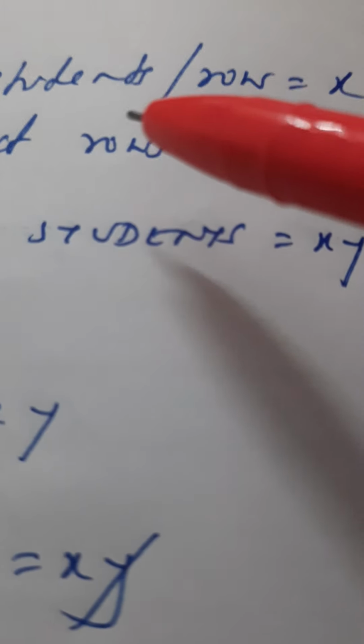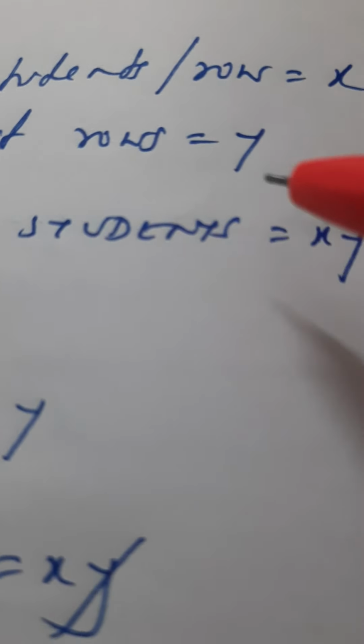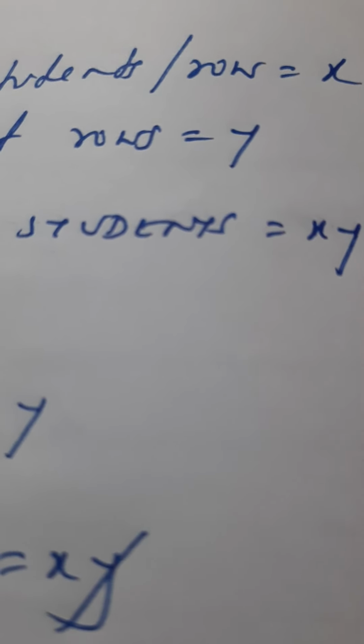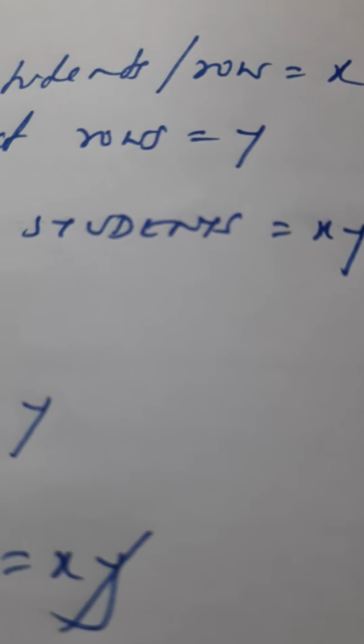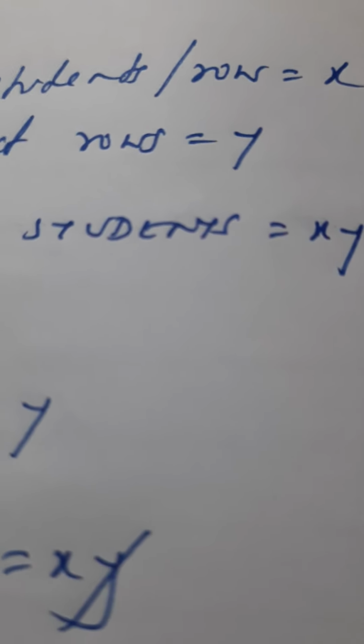So again I'm repeating this. We are assuming the students in one row as x and the number of rows as y. So total students will be xy. Okay, understood? If in one row there are 15 students and there are 3 rows in the class, total students in the class will be 15 into 3, 45.